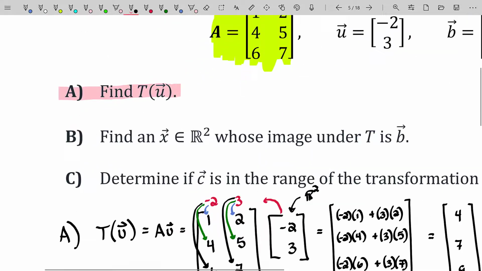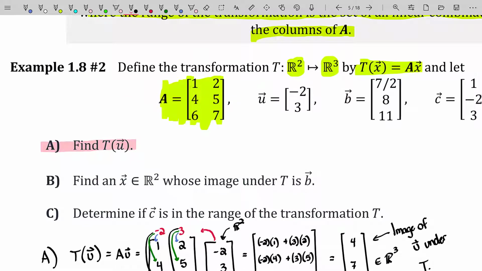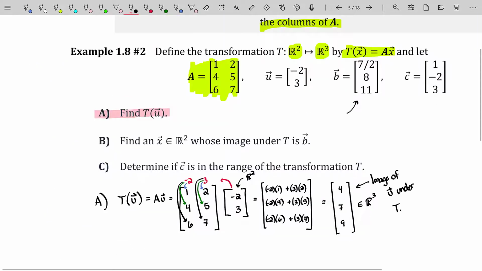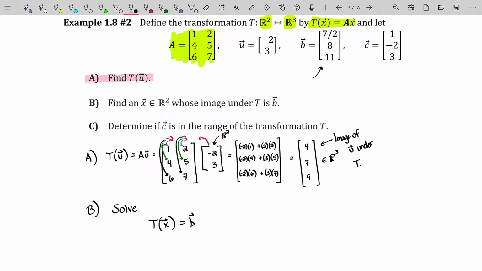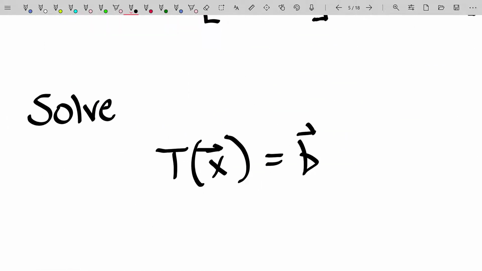Part B says, find a vector x in R squared whose image under T is the vector b. And there's the vector b right there. So I would like to solve the equation T of x is equal to b. Again, very familiar structure here. If you were thinking f of x equals some value 10 or something like that, it's the same idea, except we don't have a division process when it comes to matrix vector arithmetic yet.